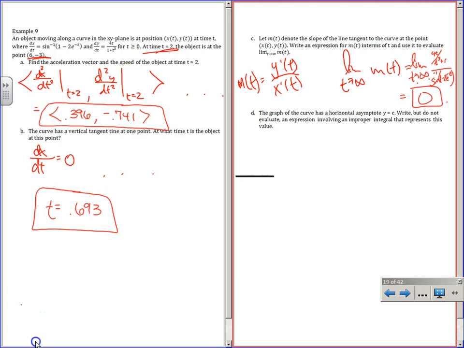Now, could you have graphed y3 to be y2 over y1, and then look to infinity, I suppose? But think about that window and how nasty that would be, right? Okay, letter D. So what have we thought about so far? The graph of the curve has a horizontal asymptote at y equals c. Write but do not evaluate an expression involving an improper integral that represents this value.